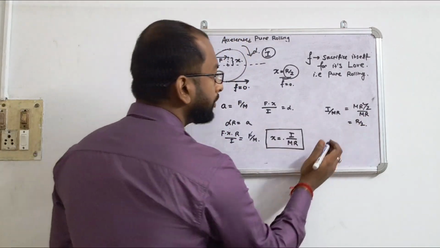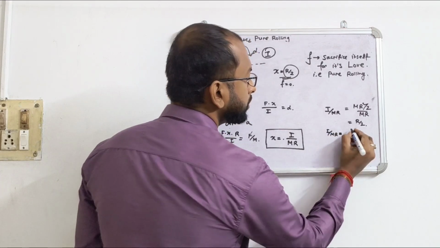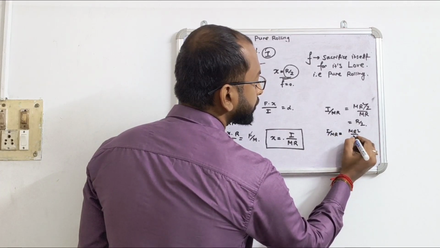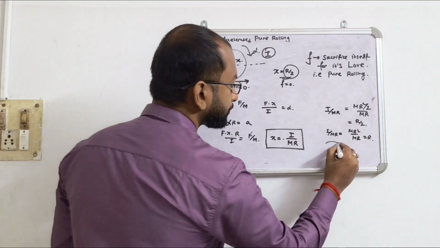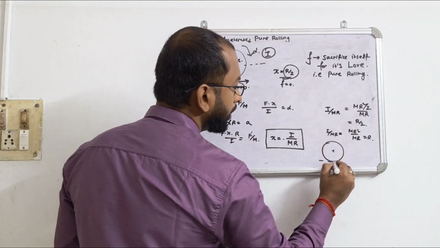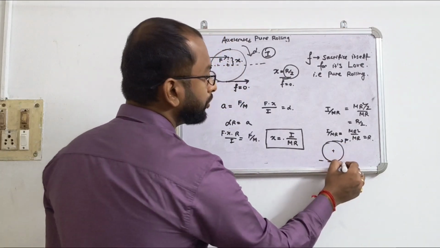For the ring, I by m r is how much? For the ring, it is m r square by m r, that is r. That means if you apply your force for the ring at the top point, the friction will be 0.